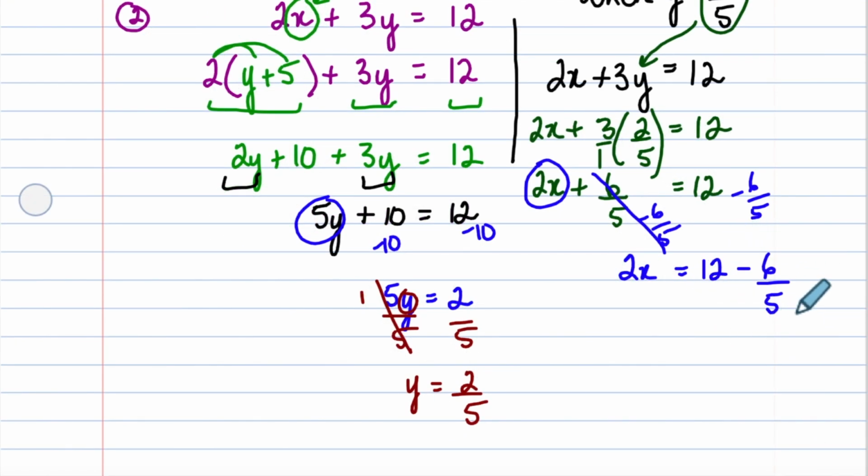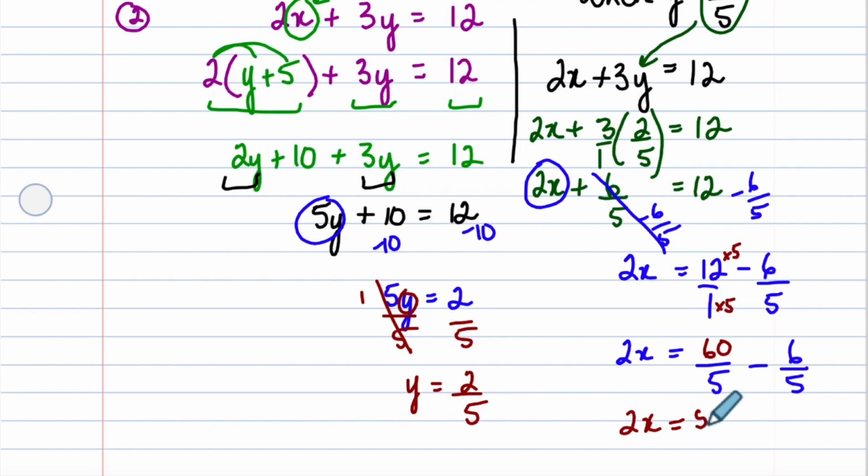Now we want to simplify the right side by getting a common denominator of 5. We multiply the denominator by 5, therefore we need to multiply the numerator by 5. 12 times 5 is 60. 2x is equal to 54 over 5. Now we want x by itself. Usually we divide by 2, but we have a fraction over here. Let's multiply by 1/2. Multiplying by 1/2 is the same as dividing by 2, and that will create a coefficient of 1 here. What we do to one side, we must do to the other.